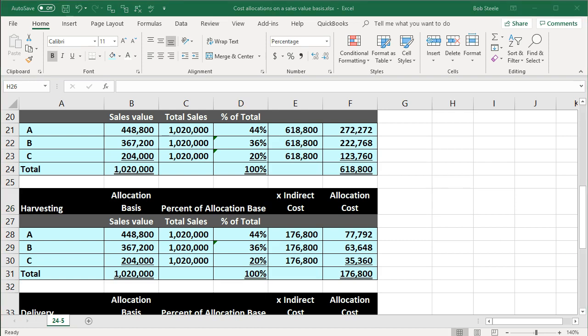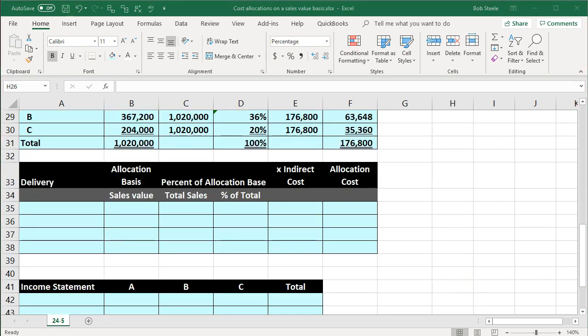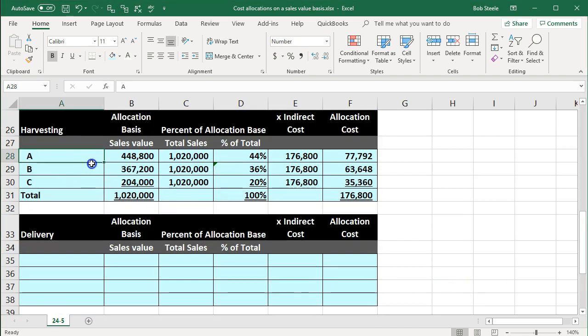Okay, so now we're going to go to the delivery. So the delivery, we're having a bit different scenario. So I'm going to copy this same information for A, B, and C.